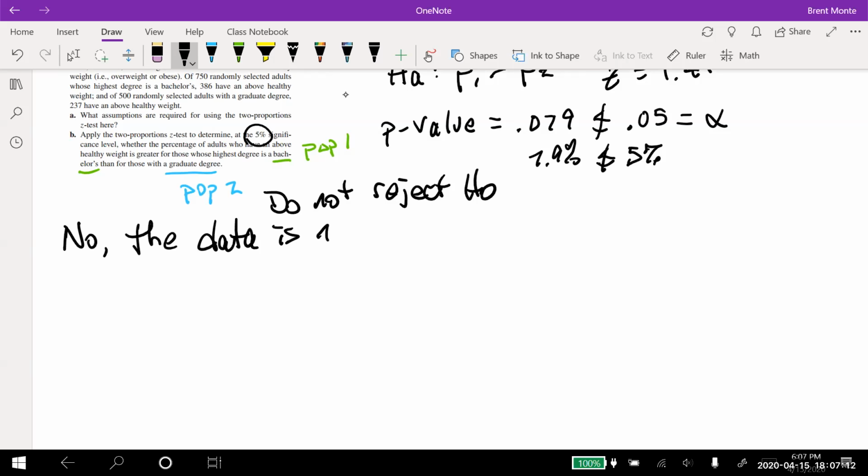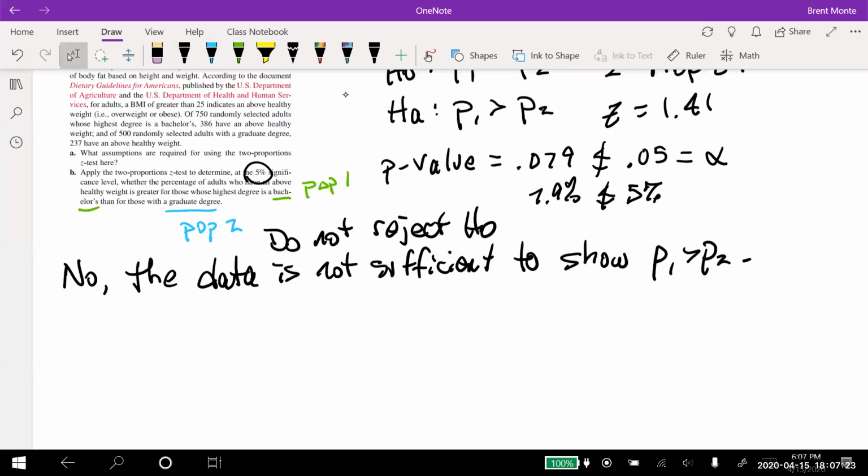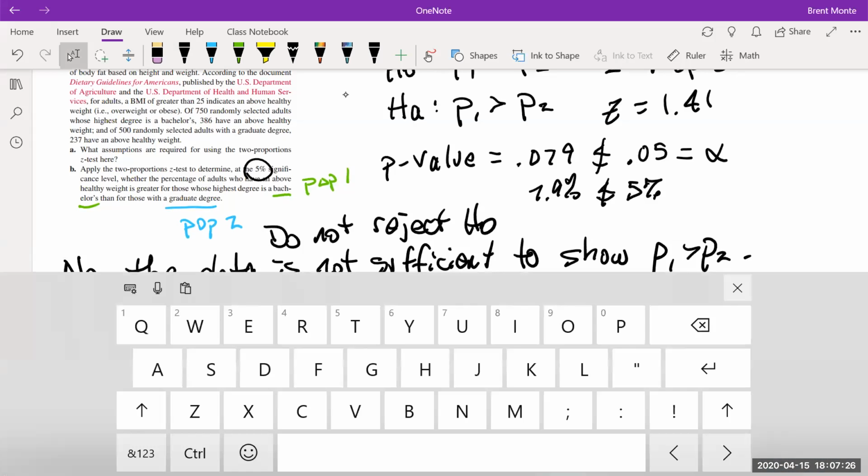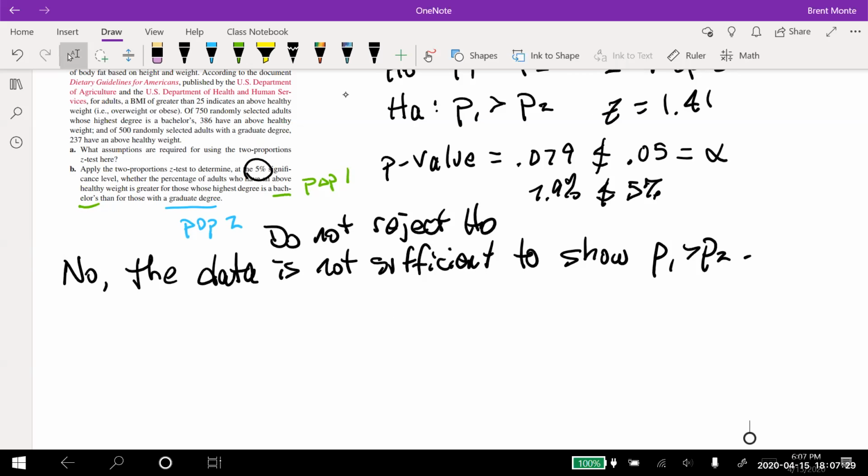And rather than writing all those words down, I'm just going to say is not sufficient to show that P1 is greater than P2. And so remember what this was. Our data is not sufficient to show that the percentage or the proportion of people that finish with a bachelor's degree, that their BMI, that there's a higher proportion of those people that are overweight than people with a graduate degree. So having a degree hasn't shown itself, the level of your degree hasn't shown itself to be an indicator, in this case, of whether or not you tend to be more obese.